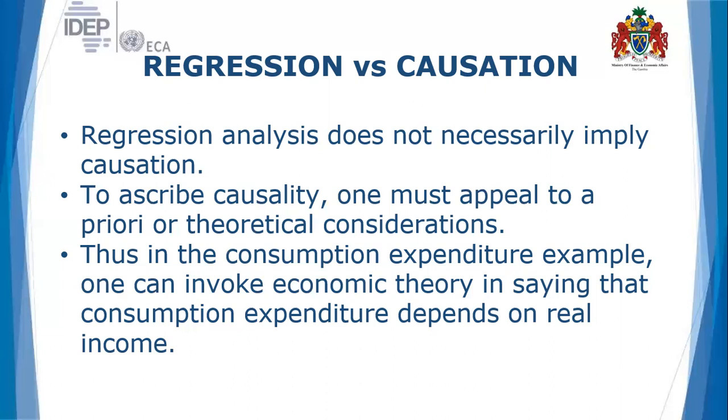That's in the consumption expenditure example. One can invoke economic theory, which says that consumption expenditure depends on real income. So with this theoretical understanding, then it may be possible to ascribe, to conclude cause-effect relationship between consumption expenditure and real income.